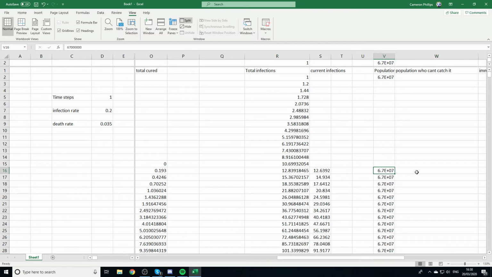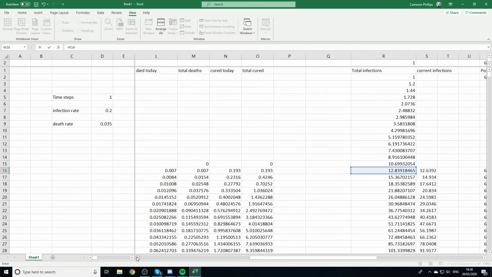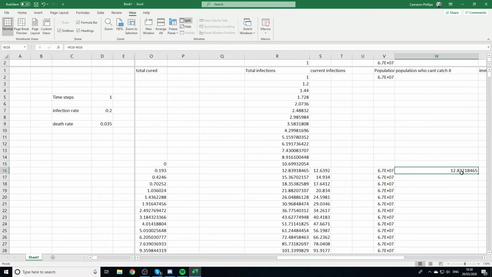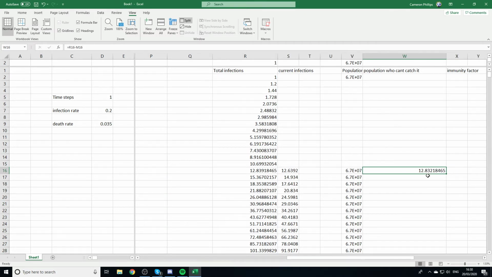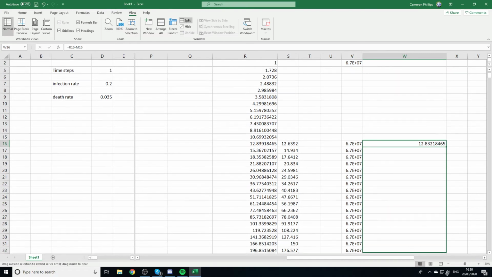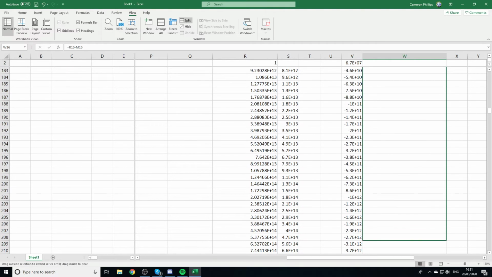So this is our population. How many can't get it? Well, the population who can't catch it are equal to our total infections, but we do have to take off total deaths, because that's the number of people alive who cannot get it. There are some dead people who obviously can't get it, but that's the number who are alive and can't get it, and that's quite an important figure, and we're going to copy and paste that down. And obviously more and more people get it, that figure gets much bigger, and that has an effect.